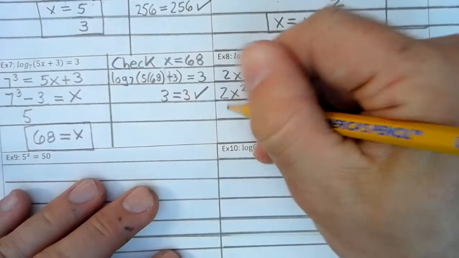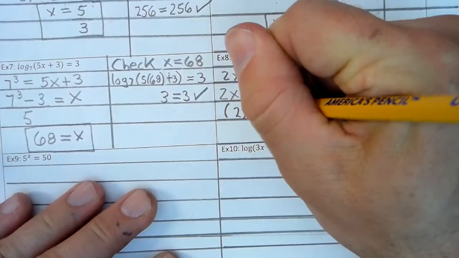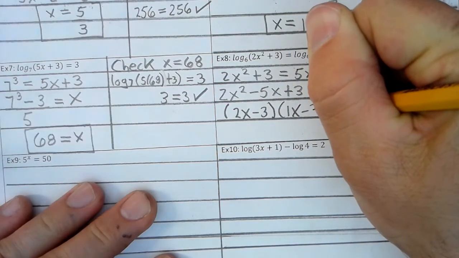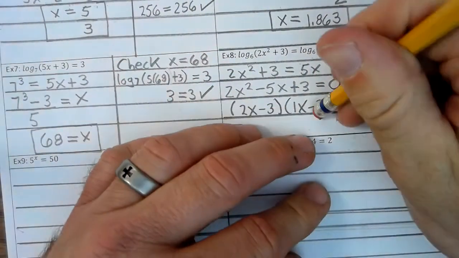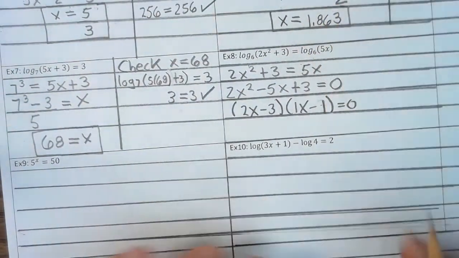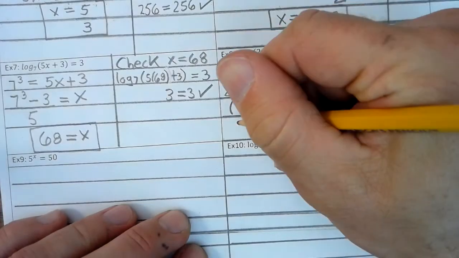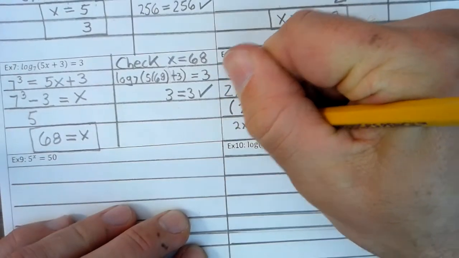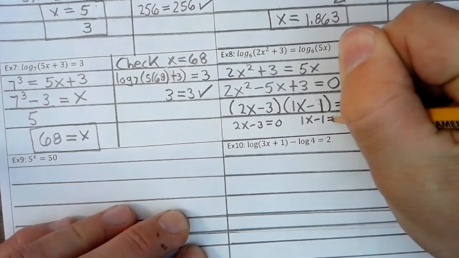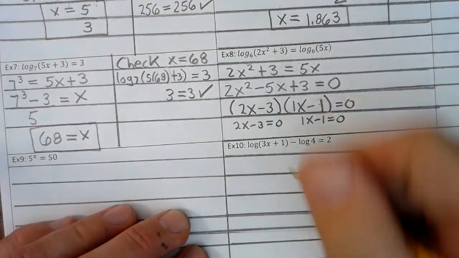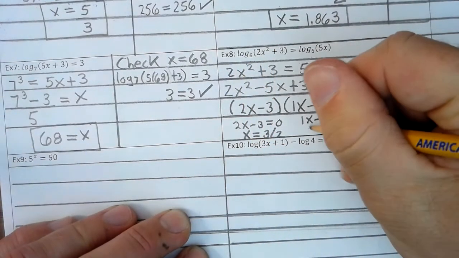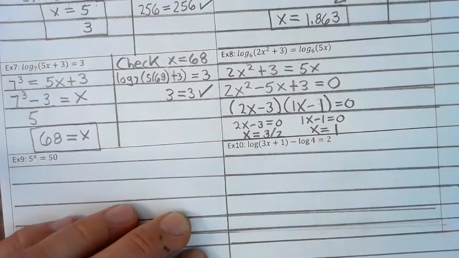So this factors as 2x minus 3 times 1x minus 1 equal to 0. So we set them equal to 0. 2x minus 3 equal to 0, 1x minus 1 equal to 0. So then x equals 3 divided by 2, and x equals 1.